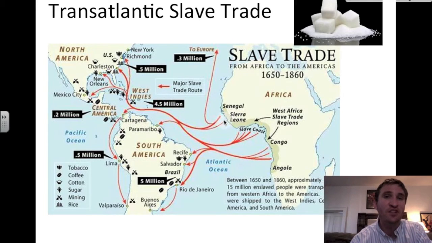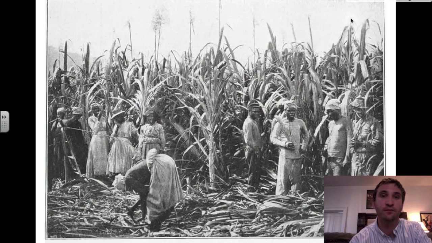Now notice the majority of the slaves are sent to the West Indies in the Caribbean, 4.5 million, and to South America, especially to Brazil. 5 million slaves end up on plantations in Brazil. Only 500,000 slaves end up on the northeast coast of what will become the United States. So there are many more slaves in the Caribbean and in South America than in North America. And it all centered on this sugar crop. And here you see African slaves working the sugarcane plantations.